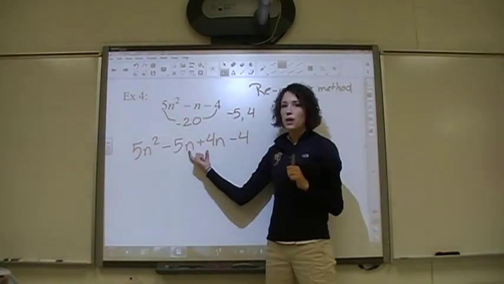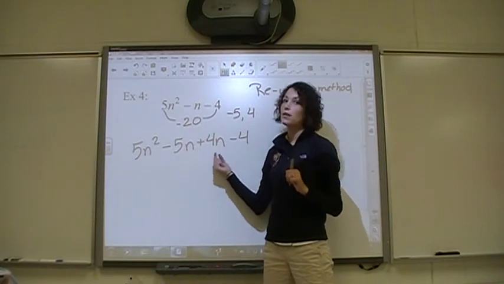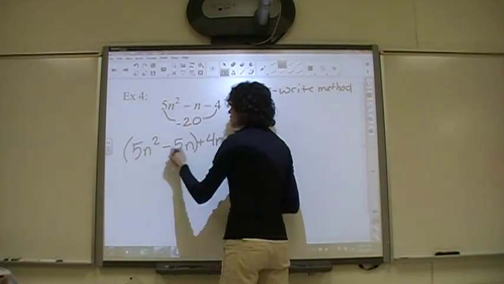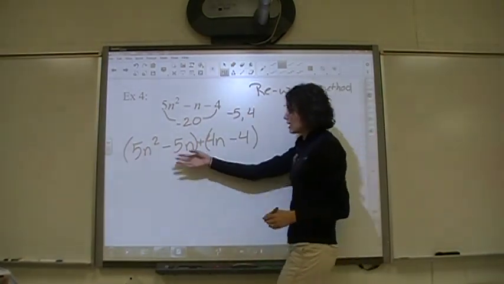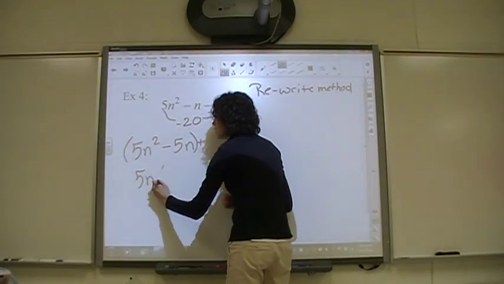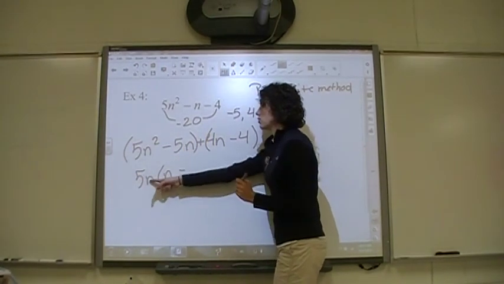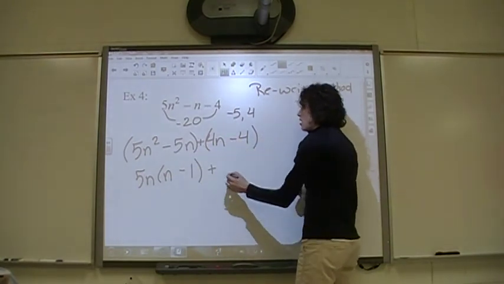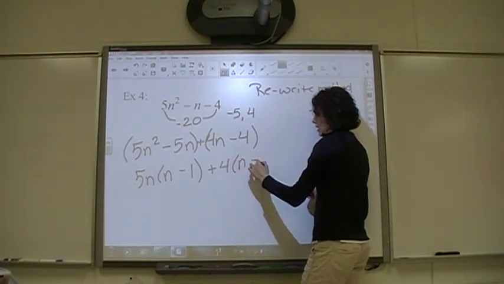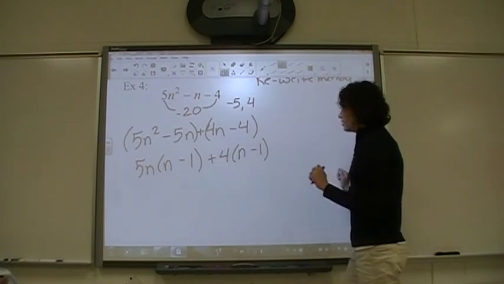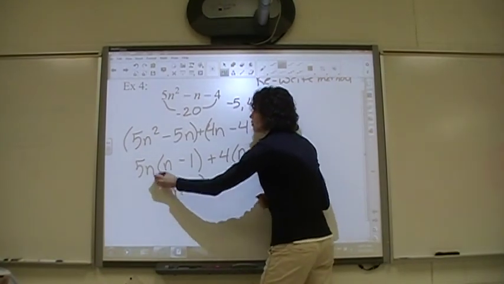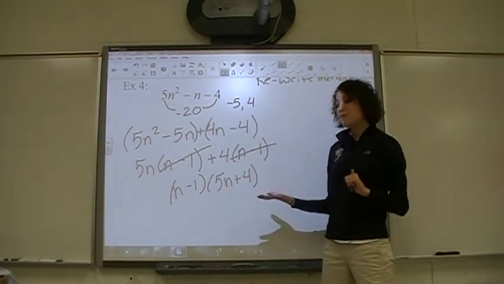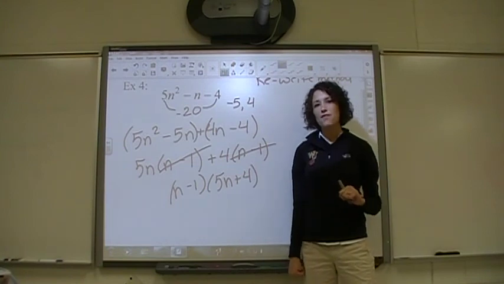Okay? Now, it doesn't matter if I would have put my negative 5 first and then my 4, or if I put my 4 and then my negative 5. You're still going to get the same answer. Okay? So now you just group because we have 4 terms. So when you group, you can take a 5n out of both of these, and you're left with n, then minus 1 because you took that whole entire thing out, so you need that placeholder. Then you have a plus sign in the middle, so the sign stays the same. You can take a 4 out, and you're left with n minus 1. All right, you see your n minus 1 twice. Cross those out, and you're left with 5n plus 4 left over. So my final answer is n minus 1 times 5n plus 4.